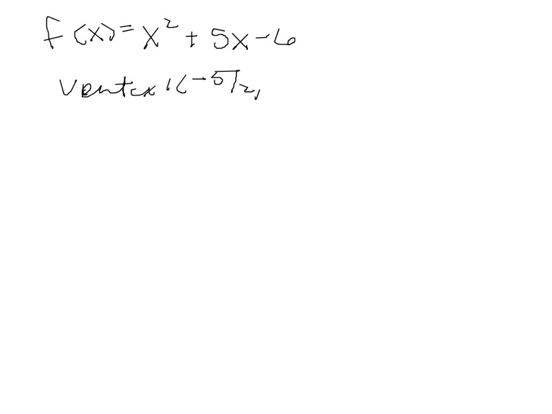So next page, my function is x squared plus 5x minus 6. My vertex that I just found is minus 5 halves, minus 49 fourths.